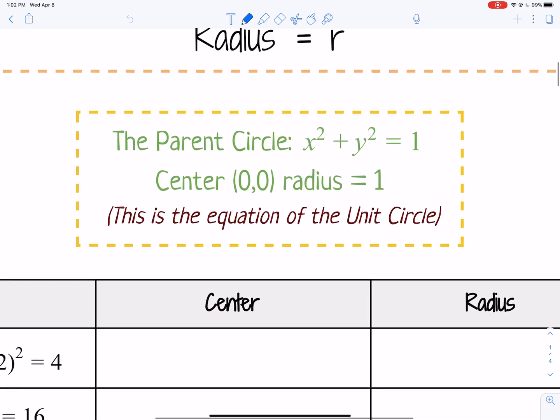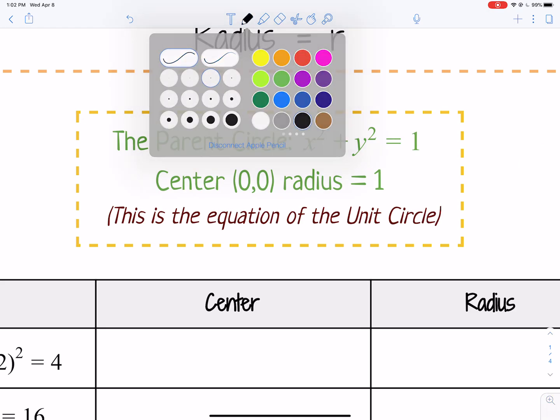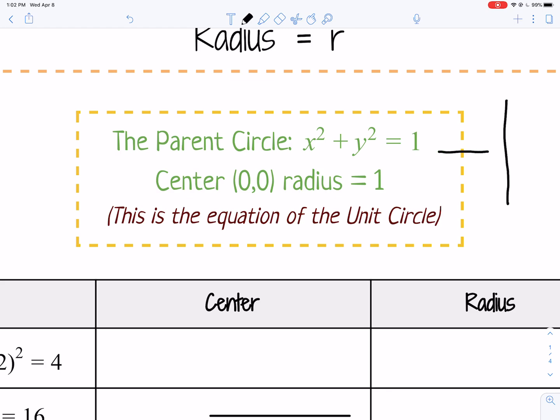The basic form of a circle, we could call it our parent circle, is x^2 + y^2 = 1. So that's your very basic circle that's not shifted left or right. It's just centered at the origin and it has a radius of 1. And that is actually the equation of a unit circle that we're going to take a look at in a couple weeks.